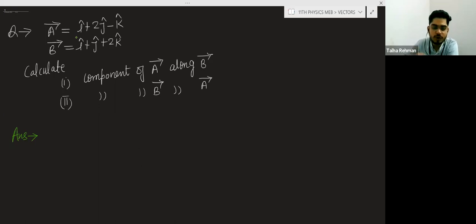Okay. So the component of A vector along B vector is given by a cos theta b cap, or you can write it like this. Suppose A dash is the component of A vector along B vector, and this can be given by A vector dot B cap, multiplied by B cap.